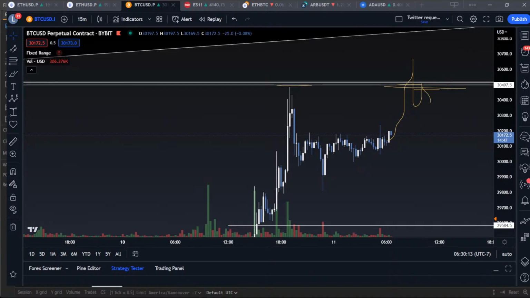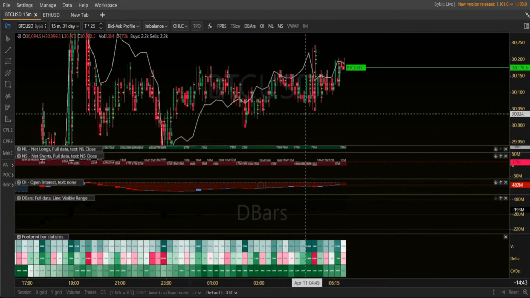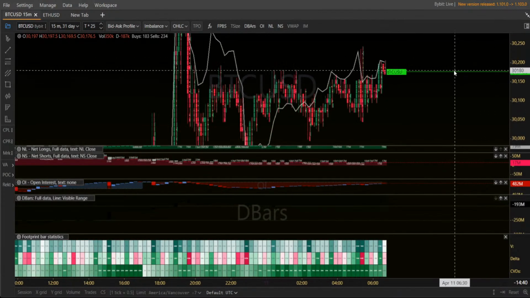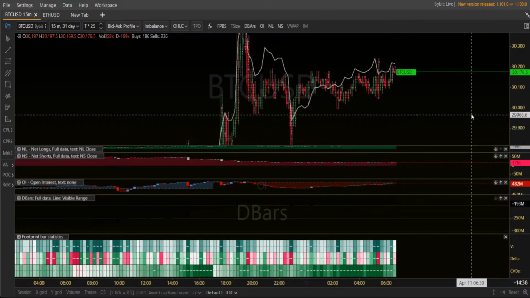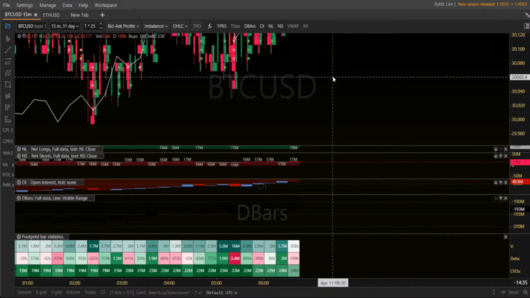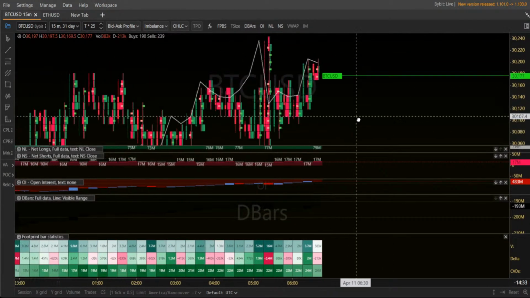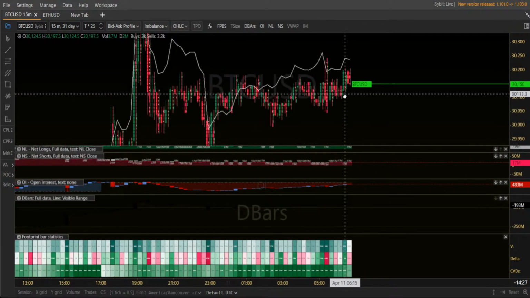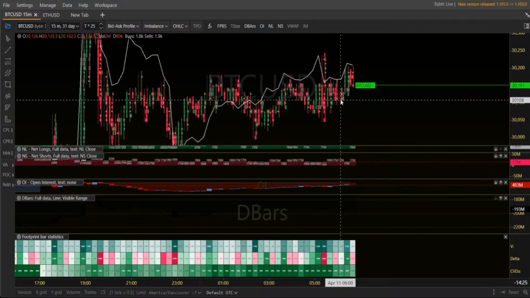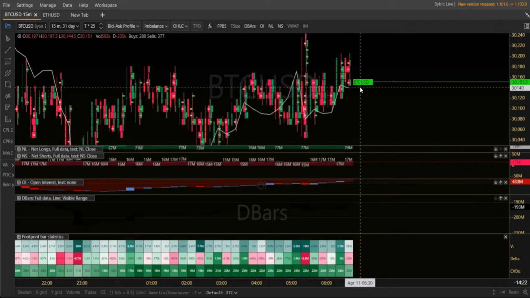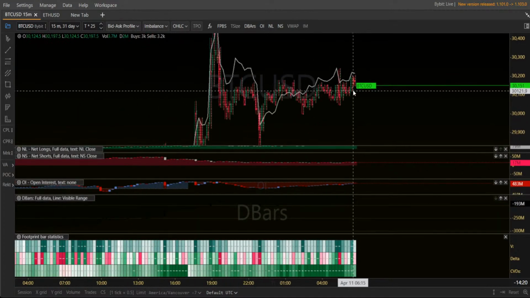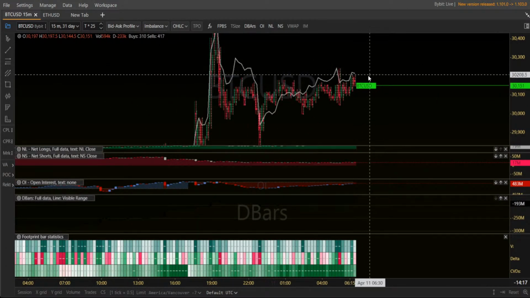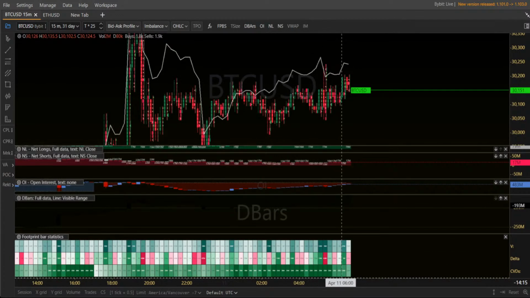And it's, of course, very possible that we just continue ranging locally here and nothing particularly interesting happens today, on a higher time frame at least. Pulling back a little bit. I'd say I lean up here to looking for shorts.